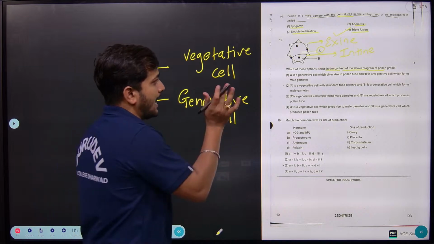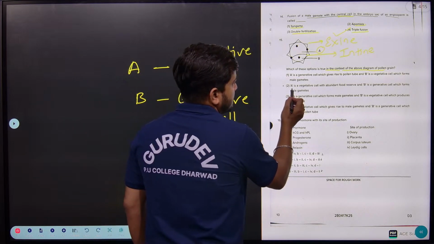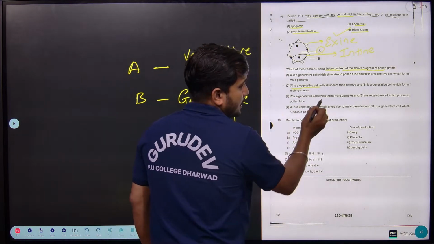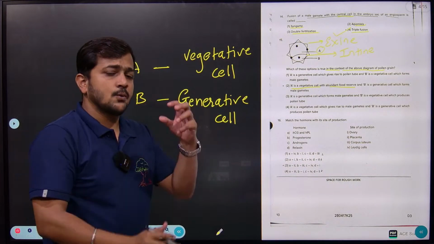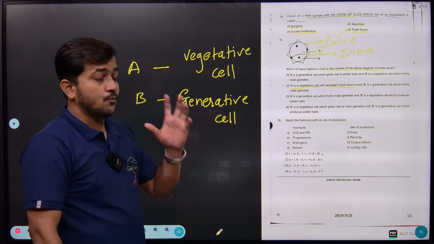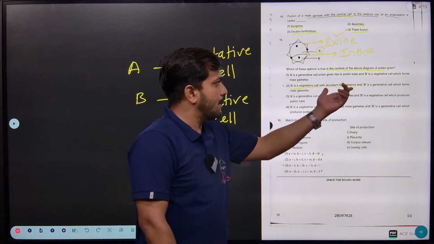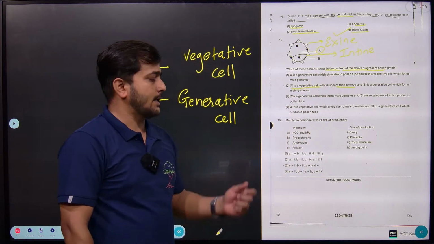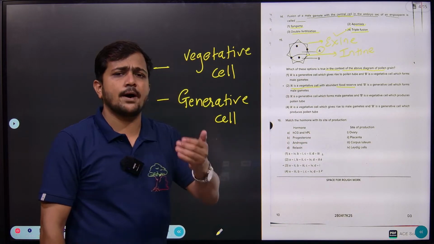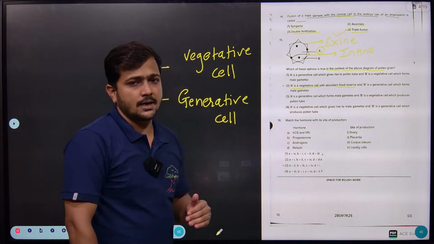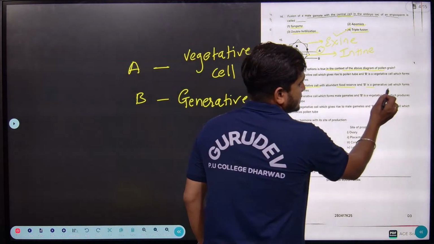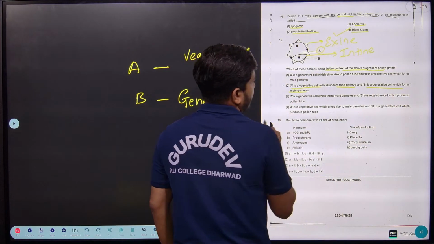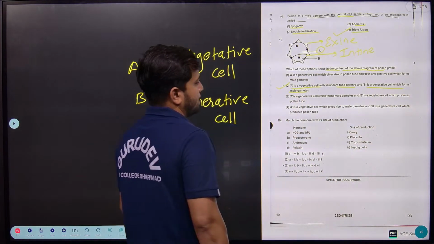So with respect to that, the answer here is: A is a vegetative cell with abundant food reserve, right? It is larger in size with an irregular, large nucleus and abundant reserve food material. It should provide nutrition to the generative cell, which carries the male gametes. So B is the generative cell, which forms the male gametes. So here the answer is 2, right?